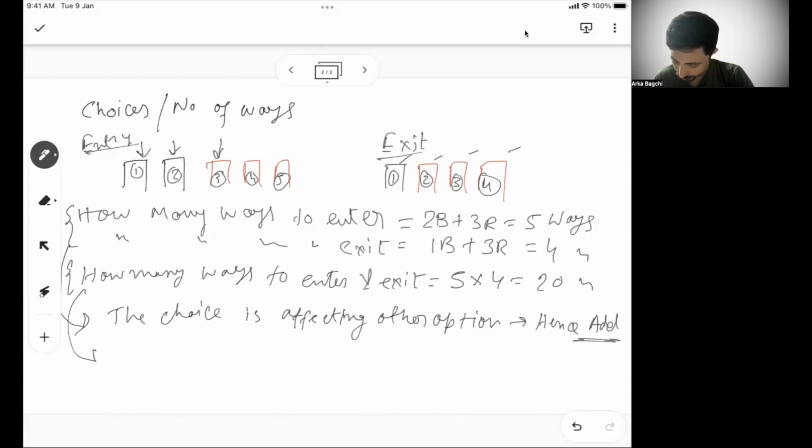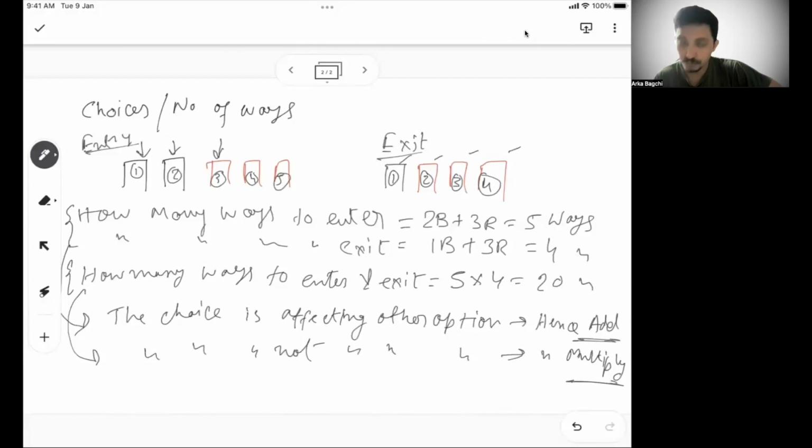In the second case, the choice is not affecting other options. So if I enter through 1, I have the option of doing 1, 2, 3, 4 to exit. If I enter through 2, I still have the option to exit through 1, 2, 3, 4. So that's not getting impacted. The option of exiting is not getting impacted by the option I'm making to enter the door, right? So hence, multiply.